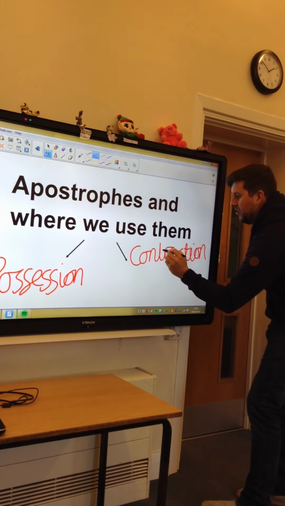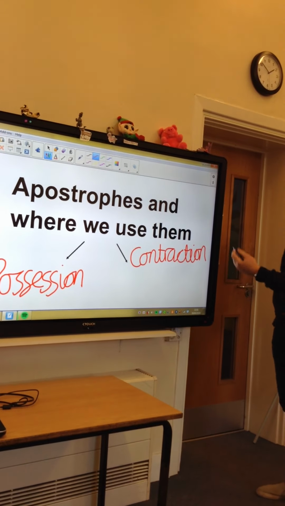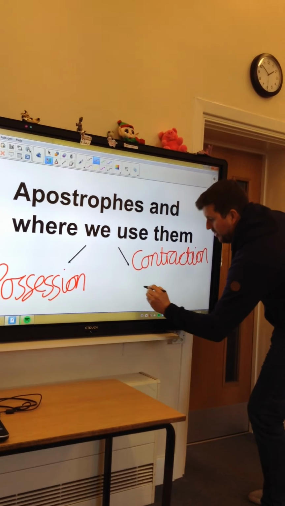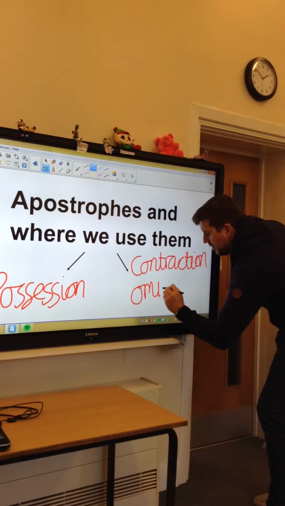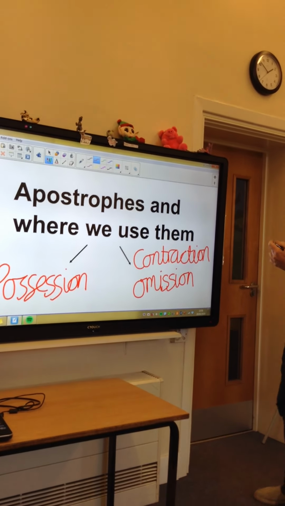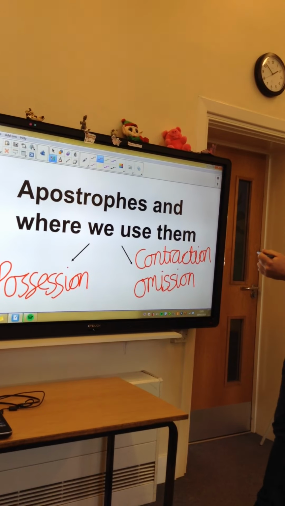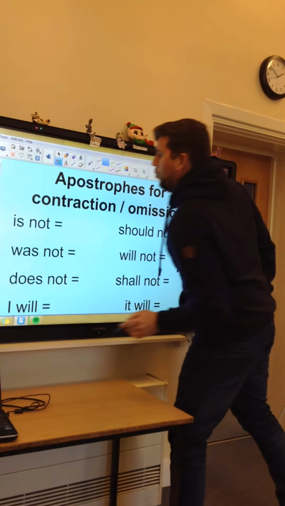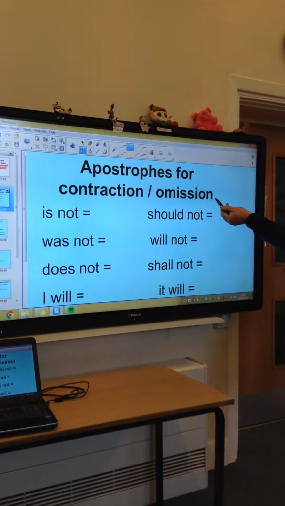The shortening of words. Now when we do this, we're going to actually put another word in here, which means the same thing. Sometimes contraction might be called omission, so we could use either words throughout, so they mean the same thing. And that's where we're going to start with contraction or omission.